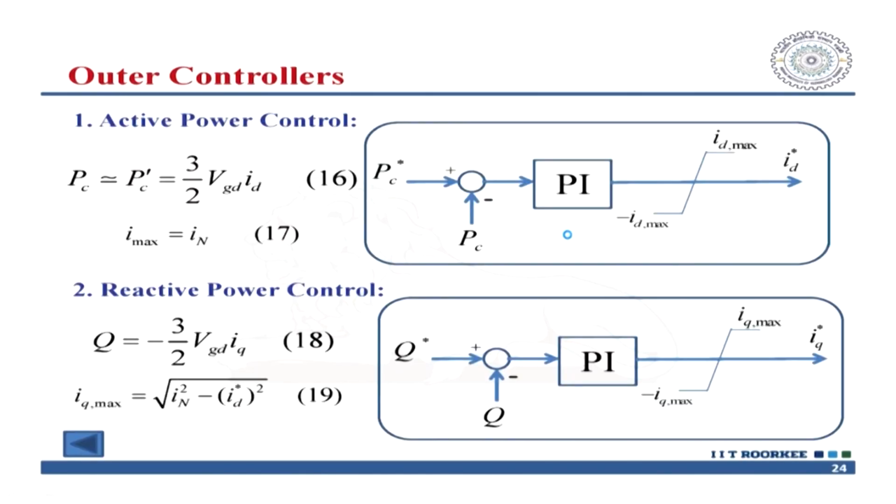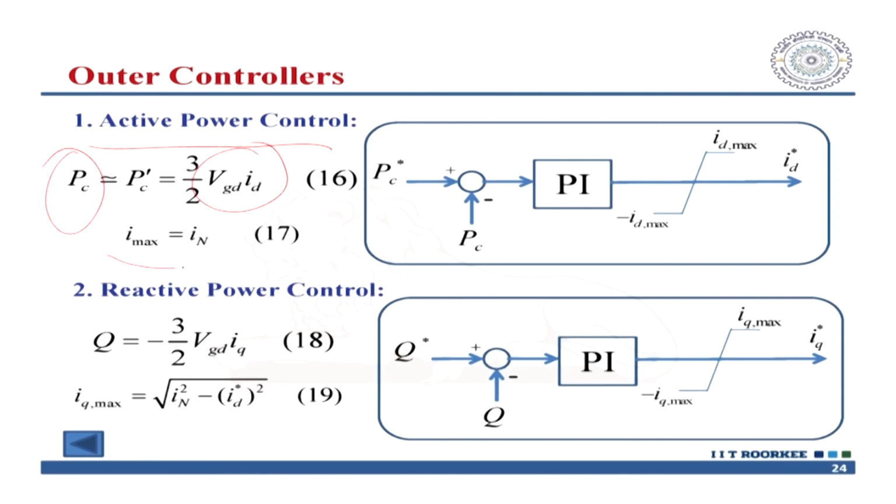So, there is an outer controller, this was the inner controller, and this will control your active power. You know that active power PC will be equal to, we will neglect the losses, that is something you require to take if you do the proper total modeling. So, PC prime equal to 3 by 2 VGD into ID.